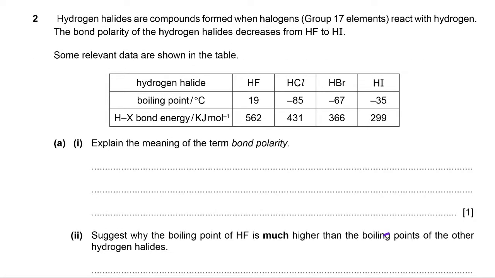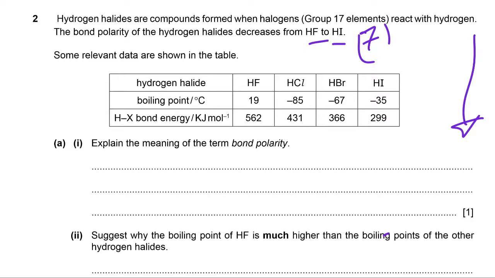Question number 2 is about hydrogen halides. Hydrogen halides are compounds formed when halogens from group number 17 or 7 react with hydrogen. The bond polarity of the hydrogen halides decreases from the HF to HI. That means down the group, the polarity will decrease.